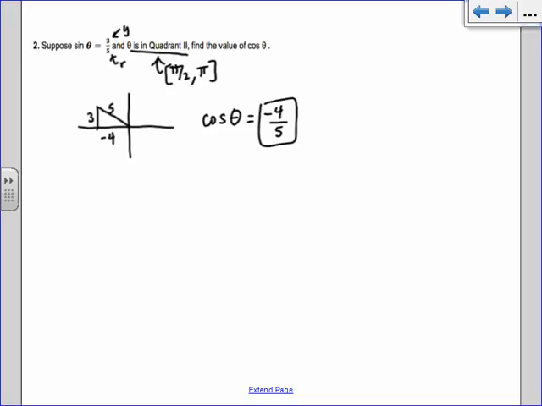So when they say something like theta is in quadrant 2 or quadrant 3 or whatever, you can sketch it out appropriately. You always want to think about the signs of your x and y in particular.